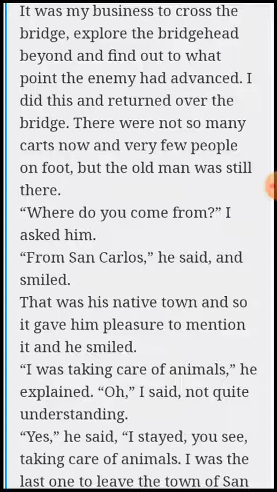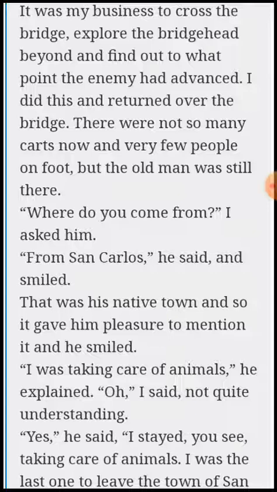Now, see, conversation begins between the soldier, that is the narrator himself, and the old man. So, where do you come from? I asked him. Who asked? The narrator asked the old man, where do you come from? Then he got a reply, from San Carlos, he said, and smiled. Then the old man replied, I have come from San Carlos.